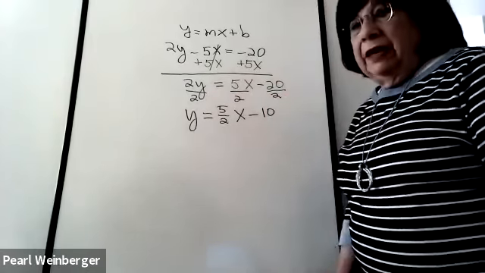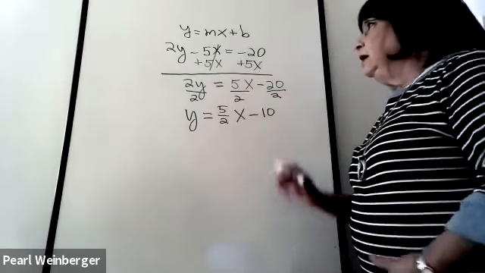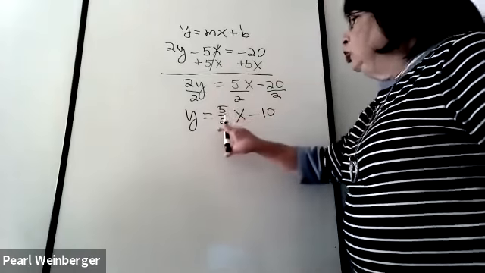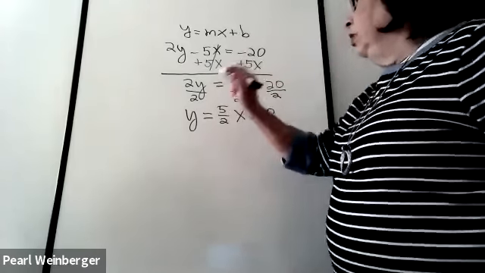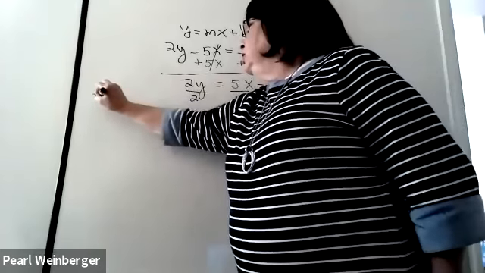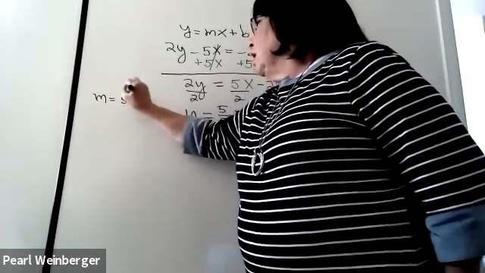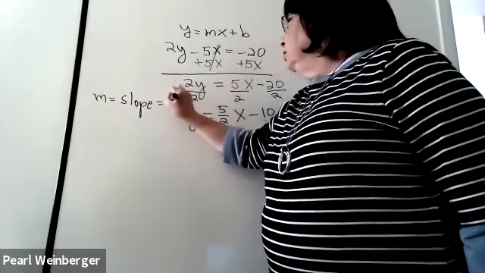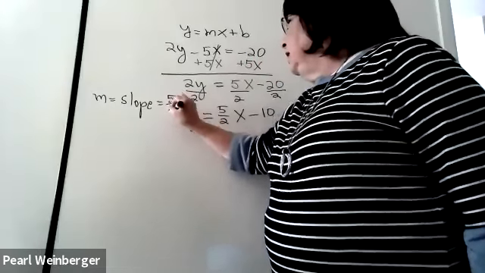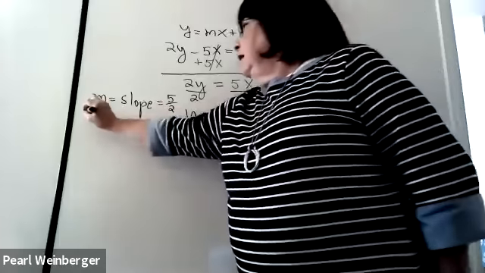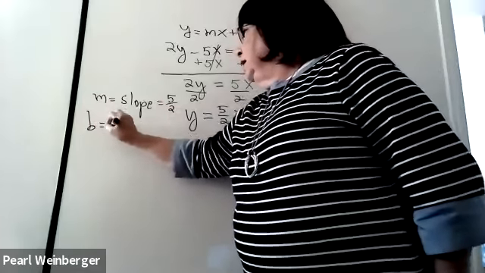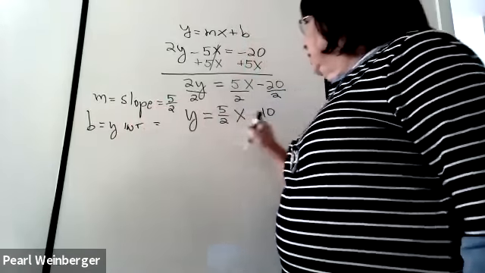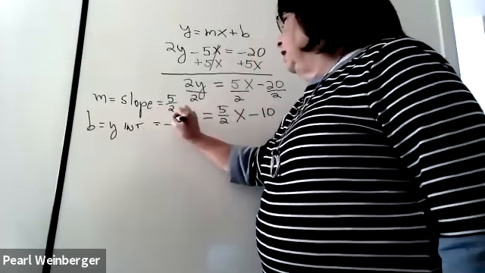That's the equation of my line in y equals mx plus b form, slope intercept form. The m, which is the slope, is 5 over 2, because that's the number that's in front of the x. The b, which is the y-intercept, is the number that's standing alone, that's -10.